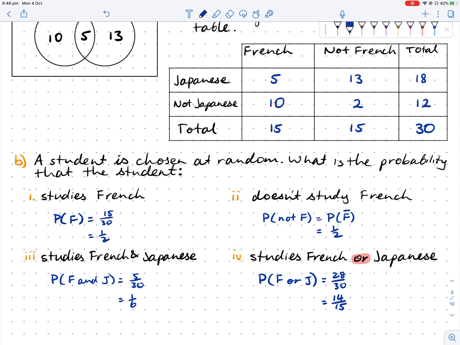So the word or means that we want everyone who satisfies at least one of those criteria. When we're looking at the word and, okay, well, I use the symbol. When we're looking at and, it means that they need to satisfy both of them at the same time. So that's why it's only that overlap section.